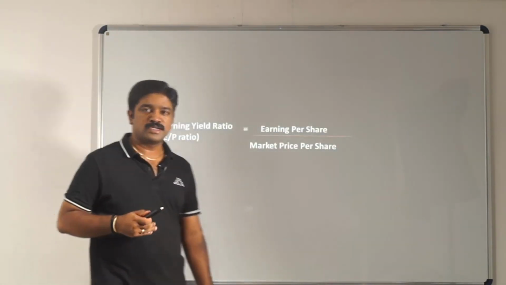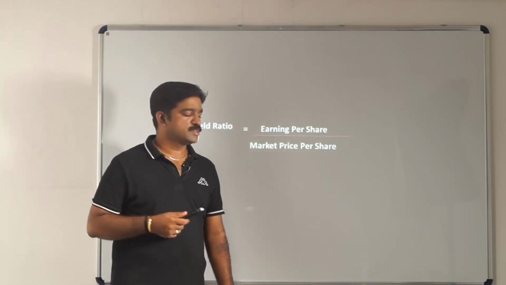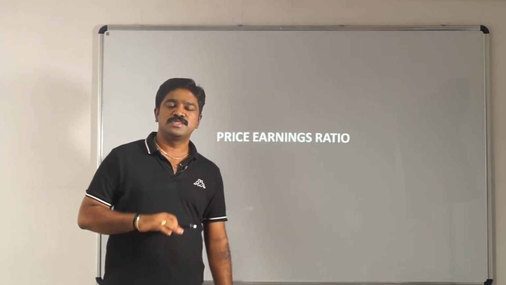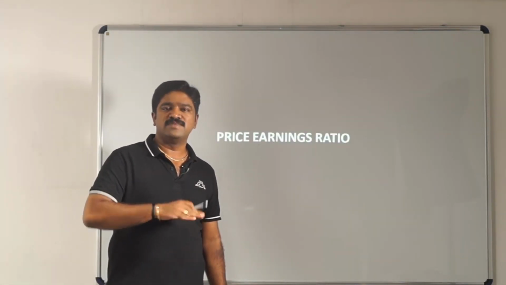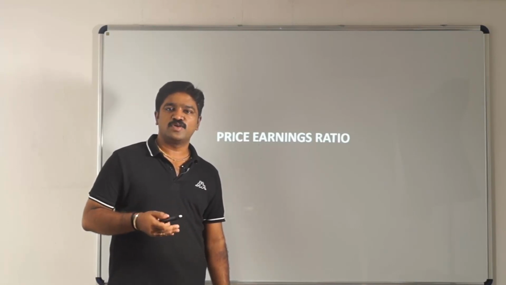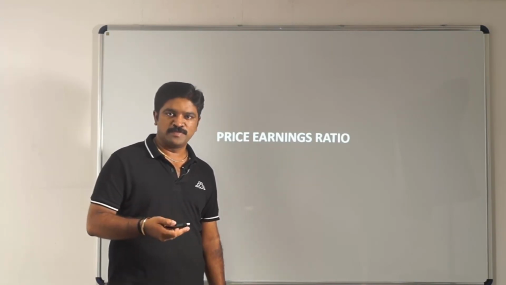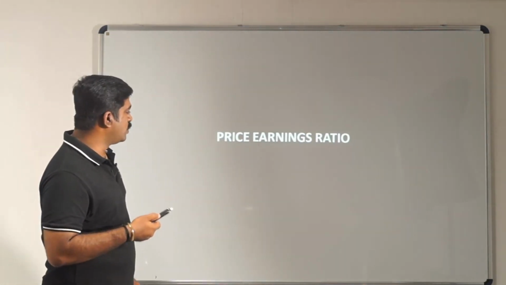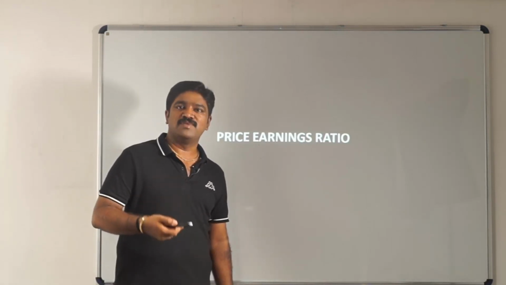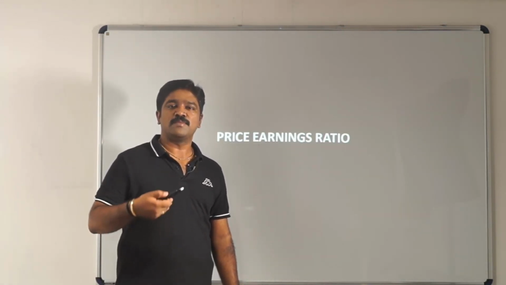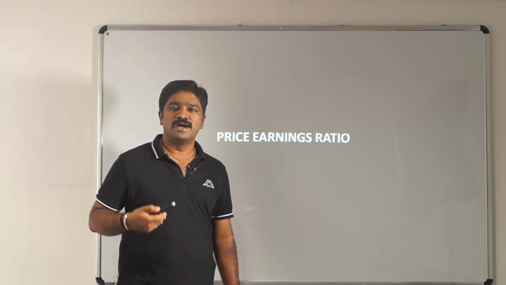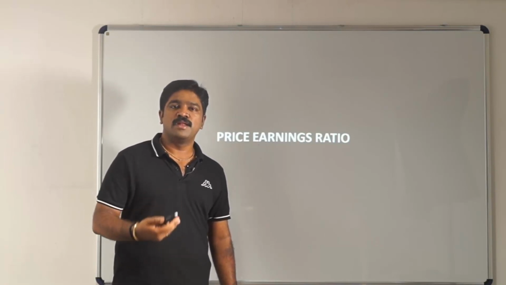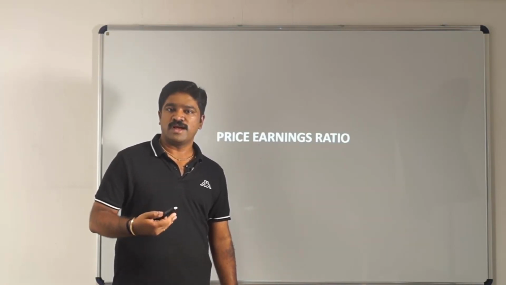It's simple, but the next ratio is very critical, especially from the stock market point of view, that is price earnings ratio. Now this price earnings ratio is nothing but the inverse of earnings yield ratio. In earnings yield ratio, we take earnings per share and divide it by market price per share. In price earnings ratio, we'll take the market price per share and divide it by earnings per share, and what it gives is the number of times people are ready to pay for a share against its earnings.